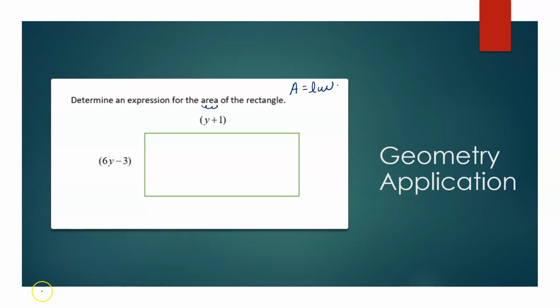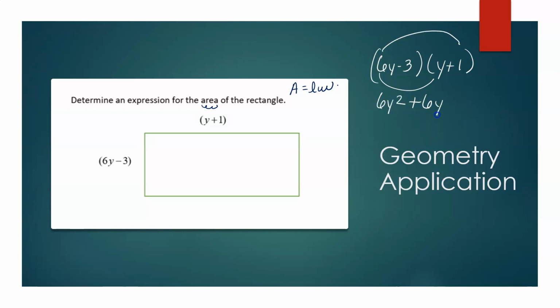I'm going to take 6y minus 3 times y plus 1. So 6y, that's the first term, 6y squared. Outside is 6y times 1, which is 6y. Inside is negative 3 times y, which is negative 3y. Last is negative 3 times 1. So I have 6y squared plus 3y minus 3. There's your expression.